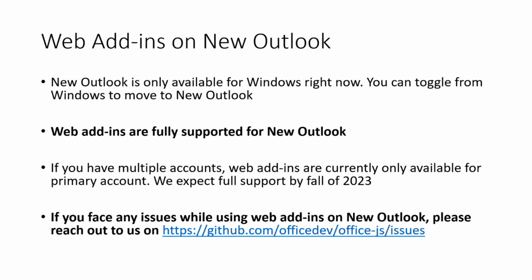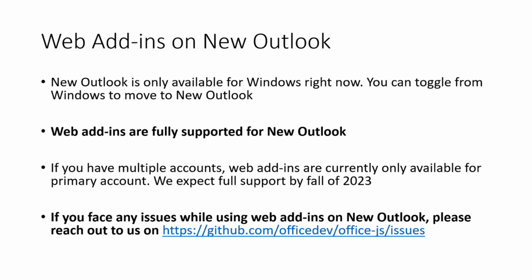Firstly, new Outlook is only available for Windows right now. You can use the toggle at the top right corner to move to new Outlook. This means that the current and the new Outlook will exist in parallel for now. The good and big news here is that web add-ins are already available for new Outlook, and it doesn't require any additional work from partners. You can start using it today if you have an account with Insiders.